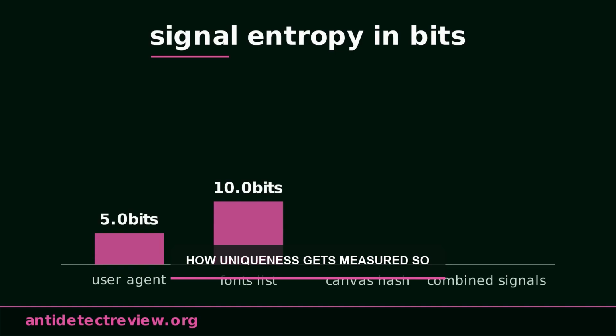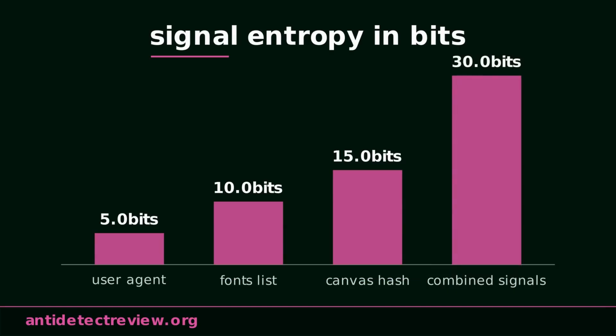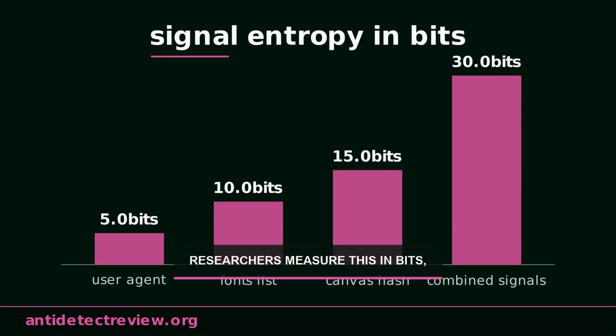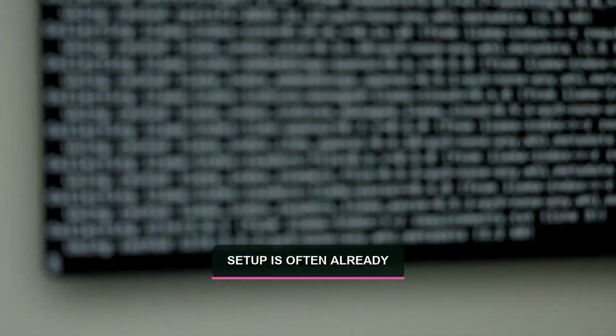How uniqueness gets measured. So how does a site turn a pile of facts into a decision? The word to know is entropy, which is just a measure of how much a signal narrows you down. A value that everybody shares tells the site almost nothing. A value that only one browser in 1,000 has tells it a lot. Researchers measure this in bits, and the rough idea is that each bit cuts the crowd in half. Get enough high-entropy signals lined up and the combination points at one browser out of millions. The eye-opener, if you have never tested your own browser, is that a plain everyday setup is often already unique.